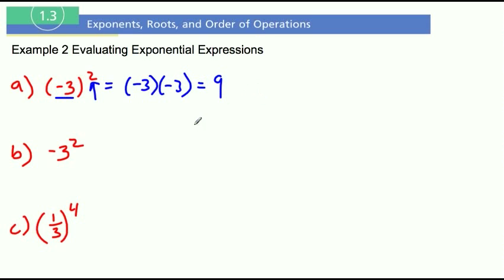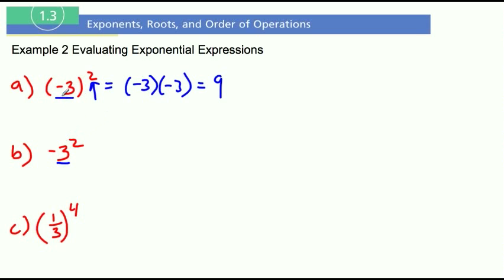Now check out B, because B looks very similar. And the question is, do we get the same answer? Well, check this out right here. When we do -3 raised to the power of 2, the question I have for you is, what is being raised to the power of 2? Or what is my base right here? And the answer is just this. It's 3. See, 3 is being raised to the power of 2. Okay, 3 is. Not -3.